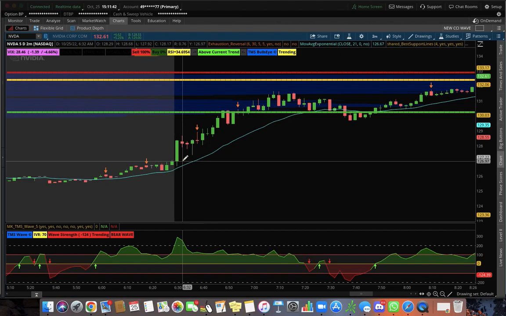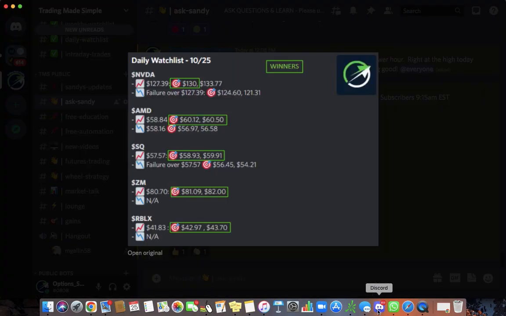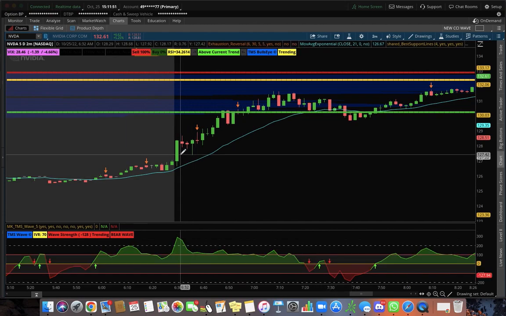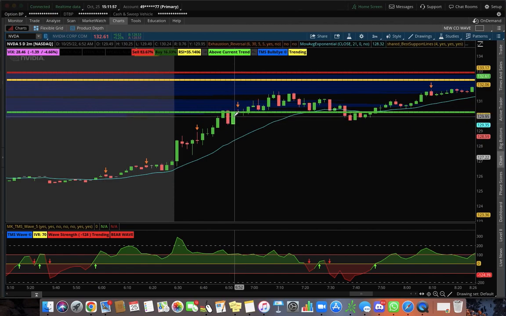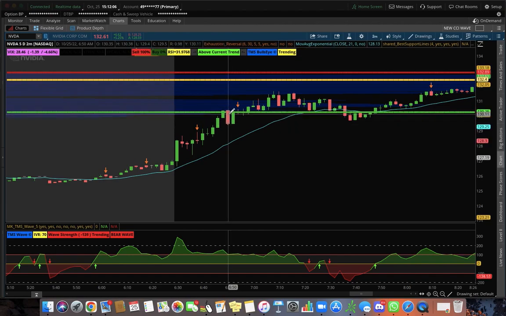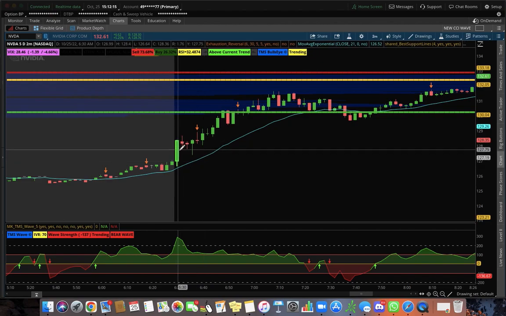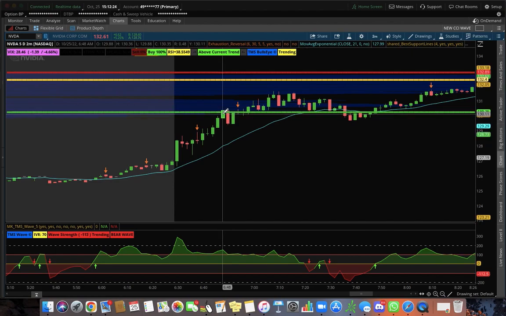So now the first target of 130 ends up being our target. As you could see, we're climbing up, and 130 gets hit. Well, it actually gets hit here, comes down, hits it, comes down. That would have made you unhappy. Comes back up, and then finally passes it. So what you could have done is seen that the 130 was coming and said, you know what, at 129.90 I'm getting out. And that's what I do.